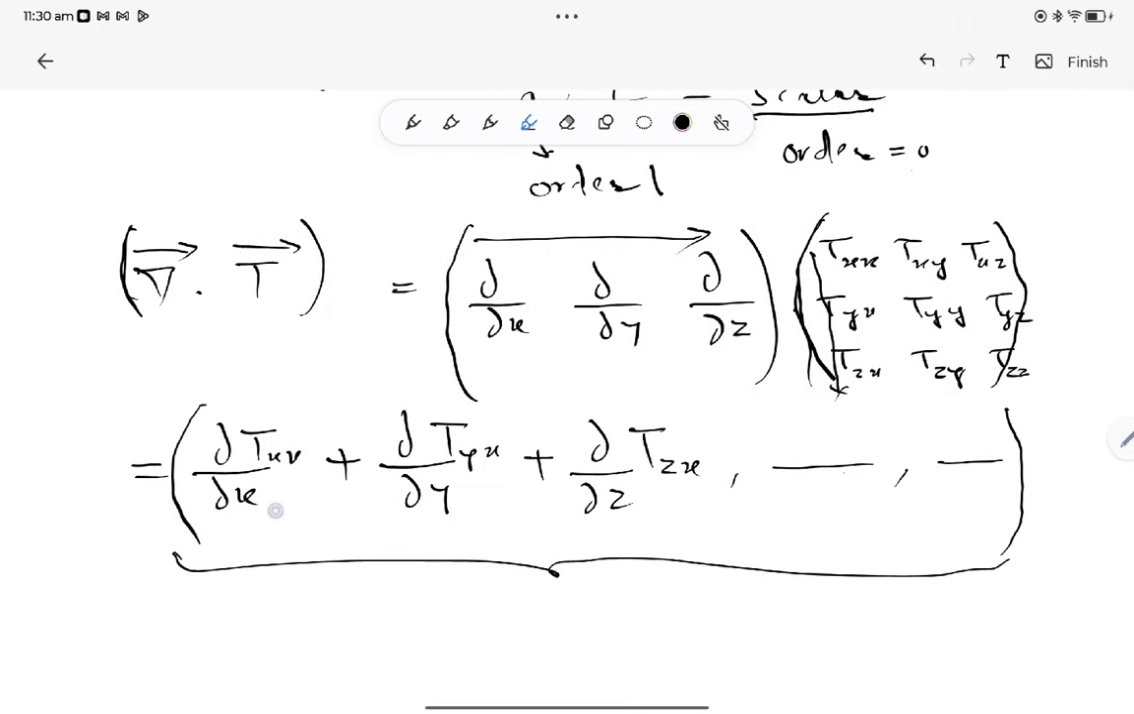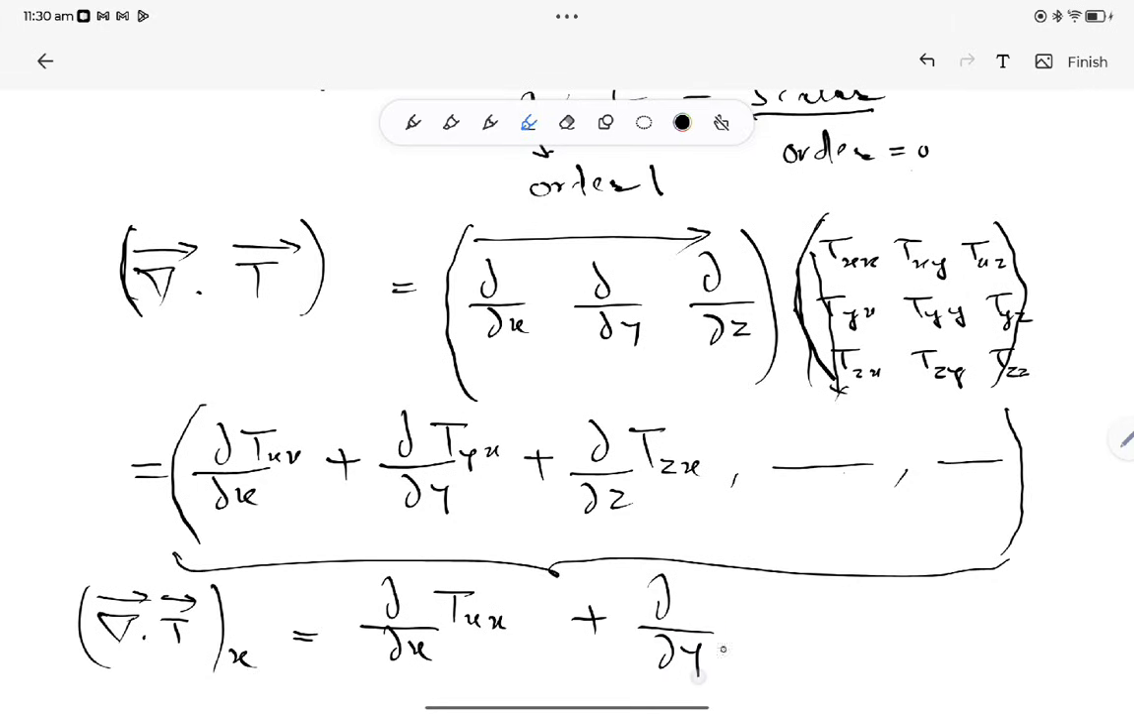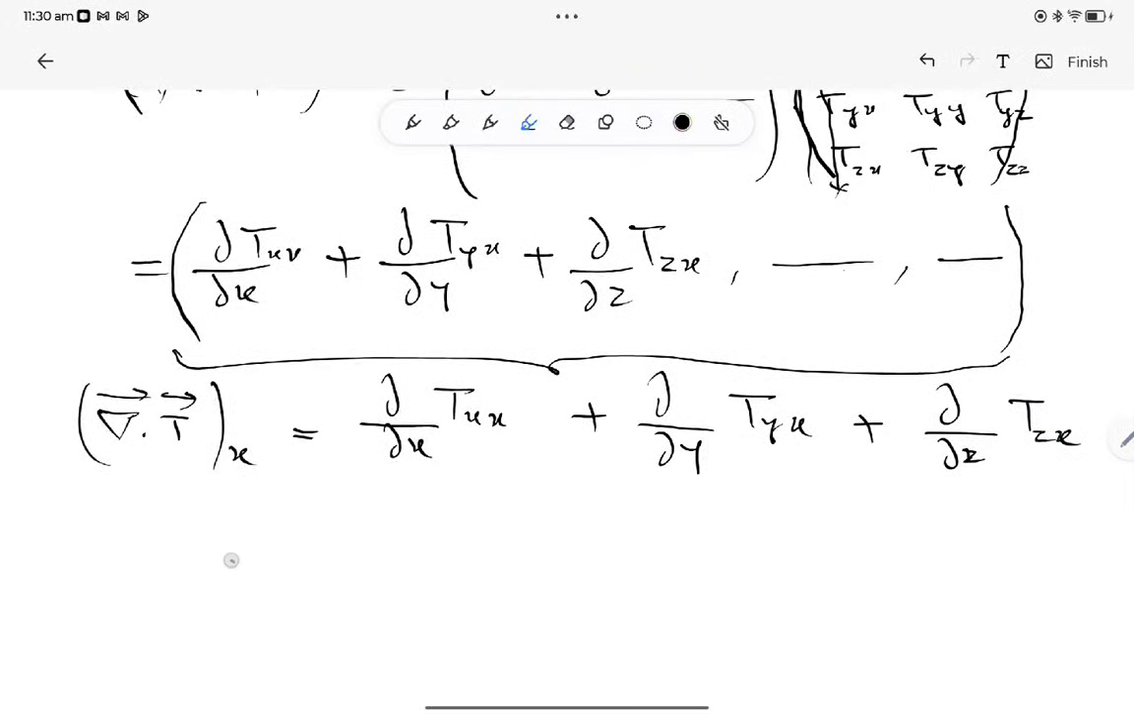Number one. Number two, the second thing is this will be the x component of that. So it will be the del dot T x component. The x component of del dot T will be this much. Now in this x component, what do you find? You find you have del by del x Txx plus del by del y Tyx plus del by del z Tzx. You can similarly think of other components.